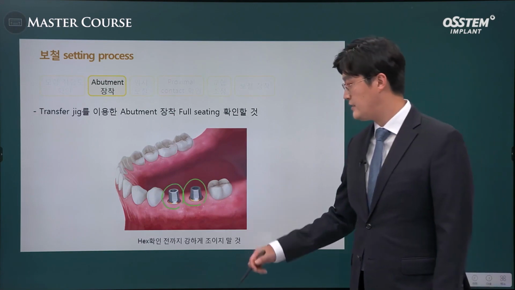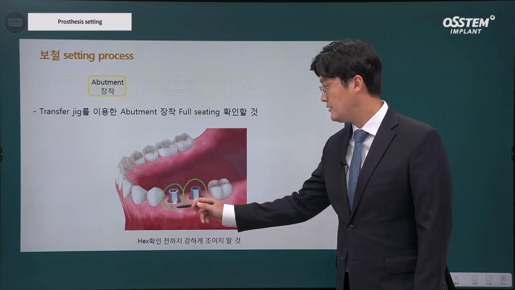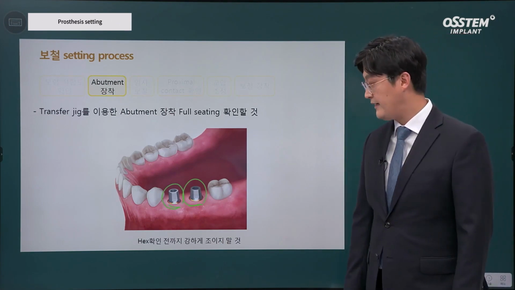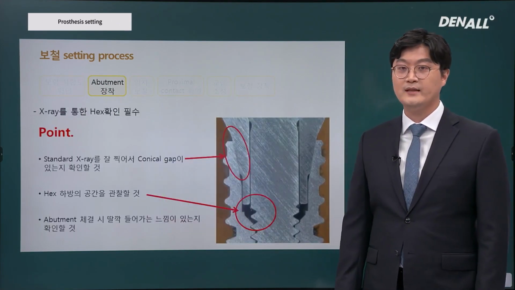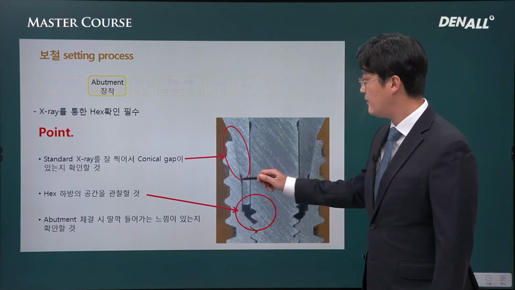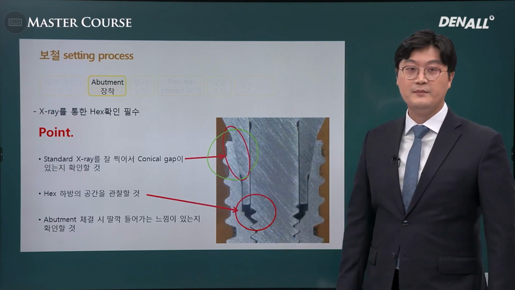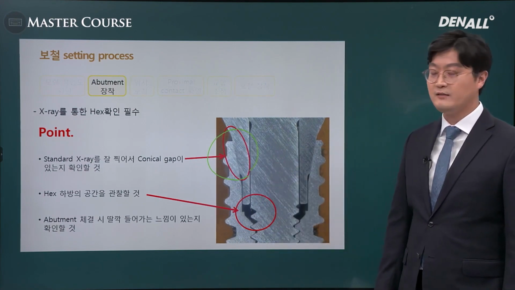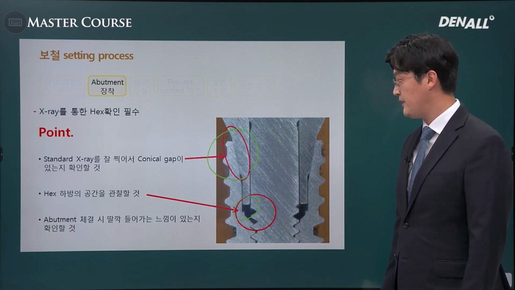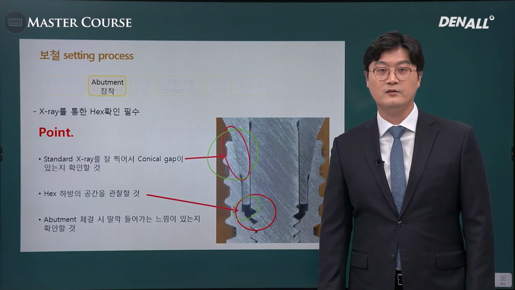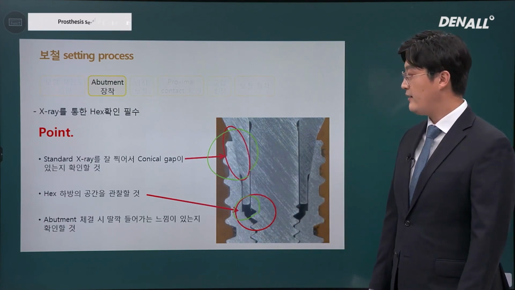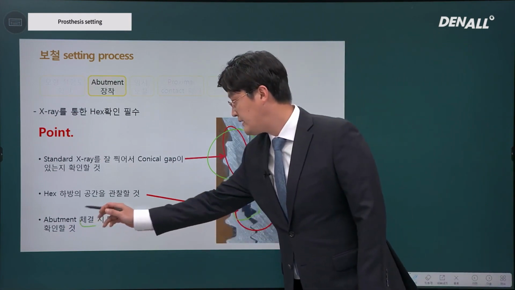Be it subgingival, equigingival, or supragingival, you need to check whether it has been correctly transferred to the oral cavity. You need to check it with X-ray. This is a must. You need to check whether there's any conical gap on the X-ray image and whether there's excessive space or lack of space below the hex. If it is excessive, then a wrong connection is done. If there's a conical gap, this is also a wrong connection.